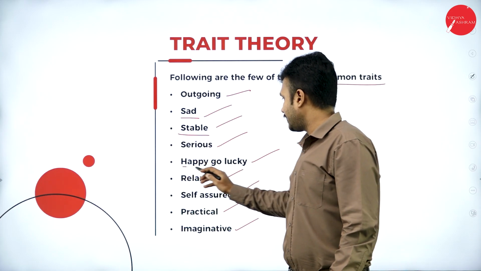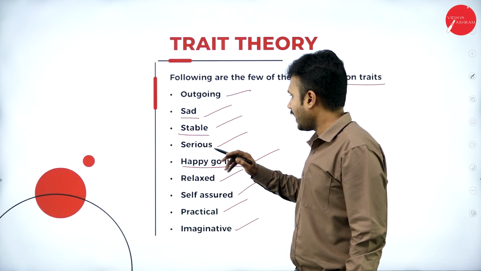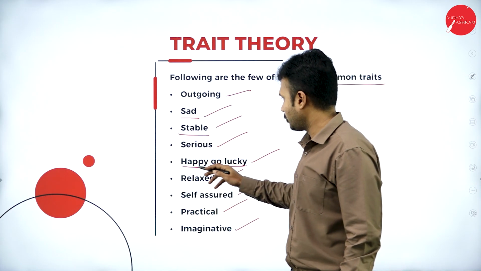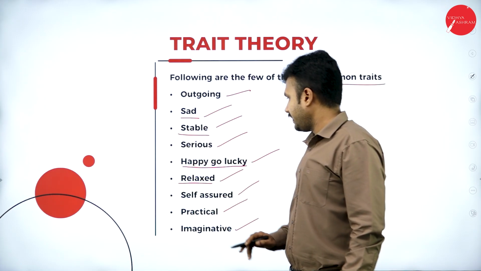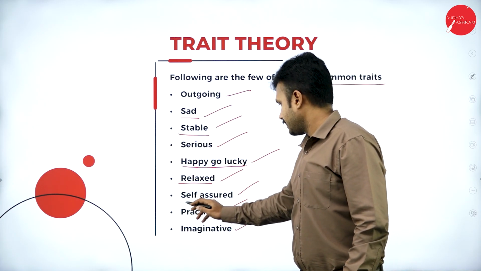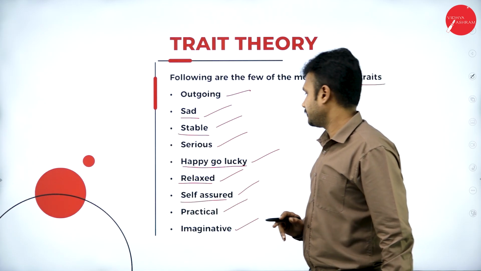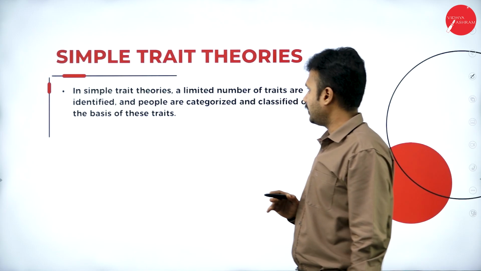So happy and lucky. Okay, so he is very happy and also he is very lucky. He is not like the person who is very sad. And again, there are some personalities that are relaxed, self-assured. So there are various kinds of personality.